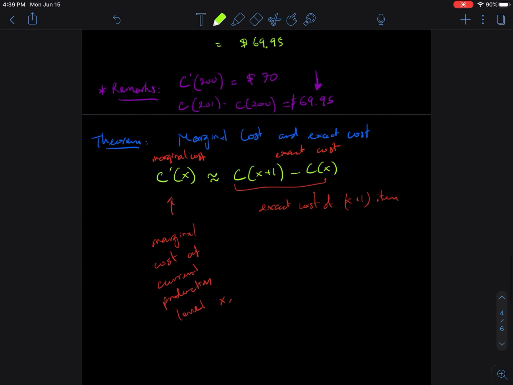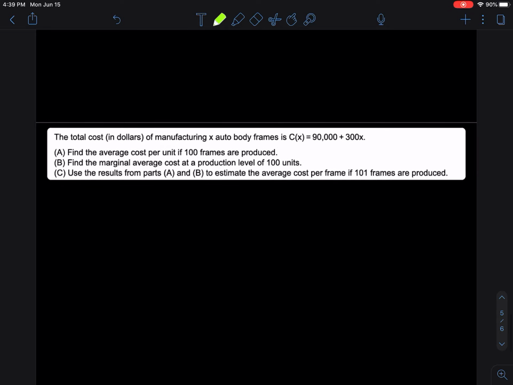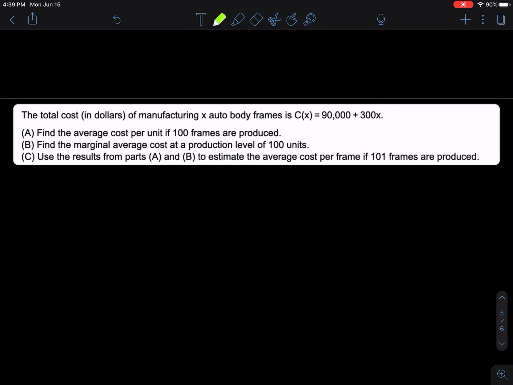In this video, we're going to do an example from the same lesson, and we are going to look at the marginal average cost function, and we're still going to use the exact cost formula to estimate how much of a certain item is being produced. But in this example, we're going to look at the average cost function.